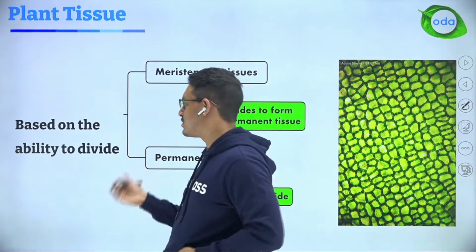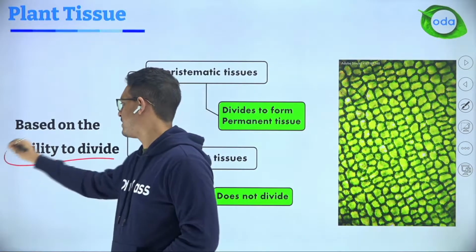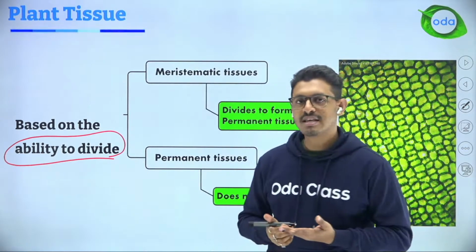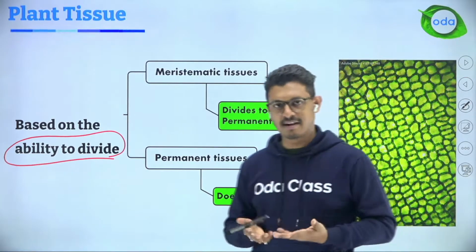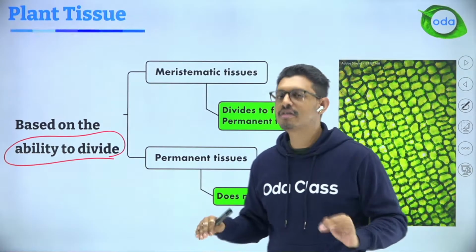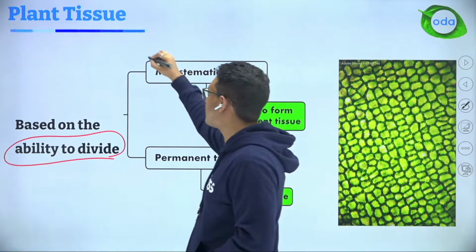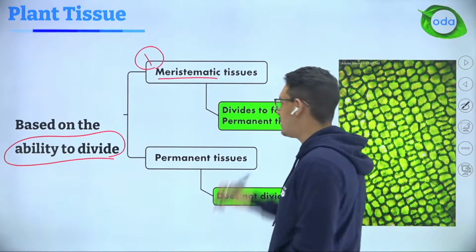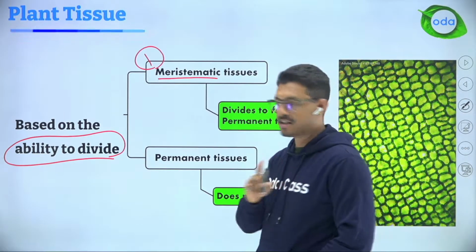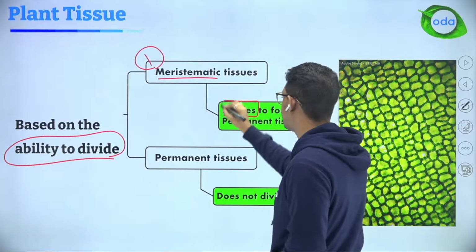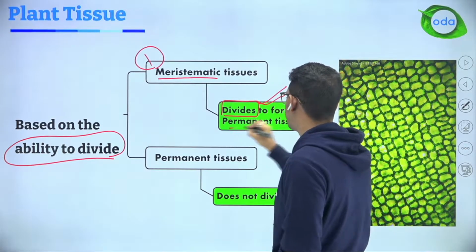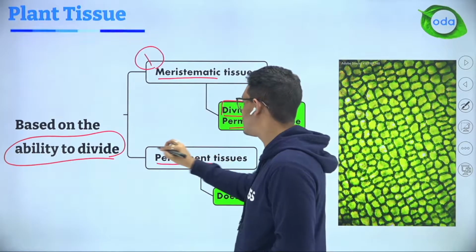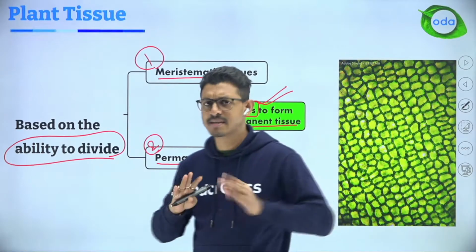Now, when it comes to plant tissue, it is classified based on the ability to divide. Of course, tissue is made up of cells, right? And cells divide. Based on whether the cells can actually divide and make more cells or not, there are mainly two types of tissue. Number one, meristematic tissue. Meristematic tissue is special here because it can divide and form permanent tissue as the plant grows. Whereas the other type of tissue is called permanent tissue. These tissues are permanent, they are specialized already.